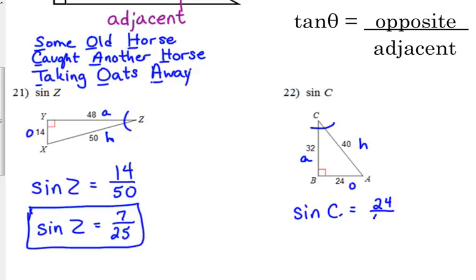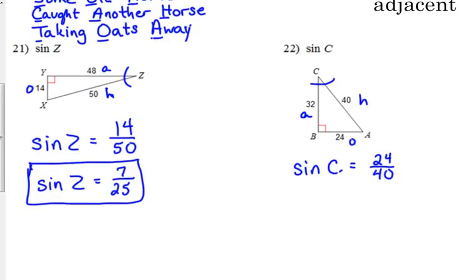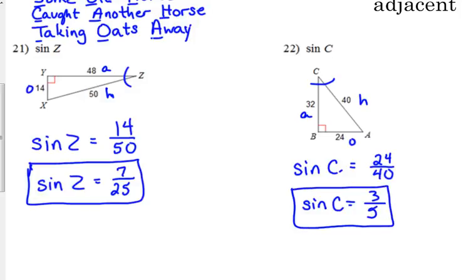Okay, the opposite over the hypotenuse. The hypotenuse is 40. We want to reduce that. Those are both divisible by 8. So 3 over 5 is the ratio of the opposite side to the hypotenuse in this right triangle.